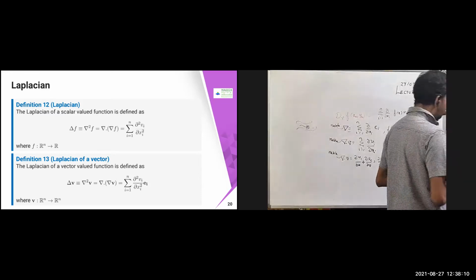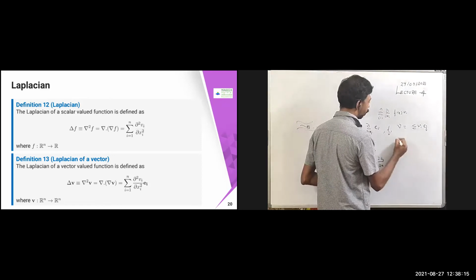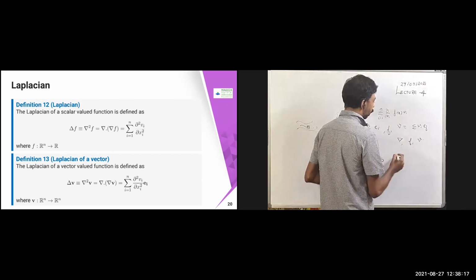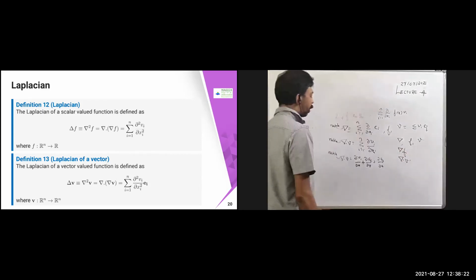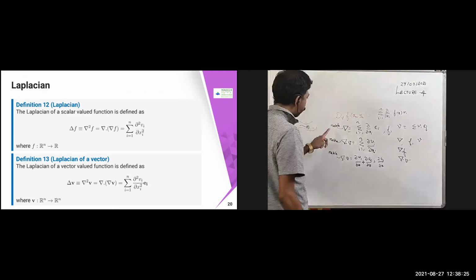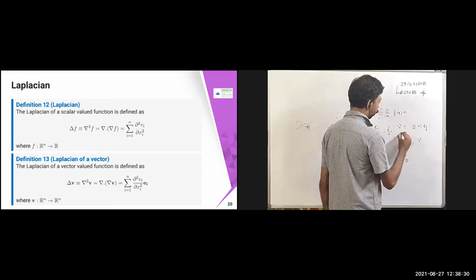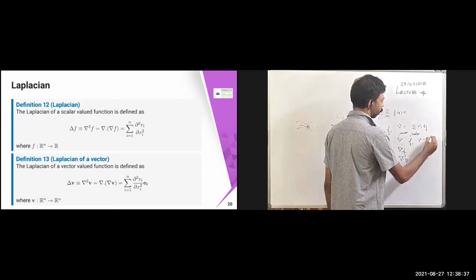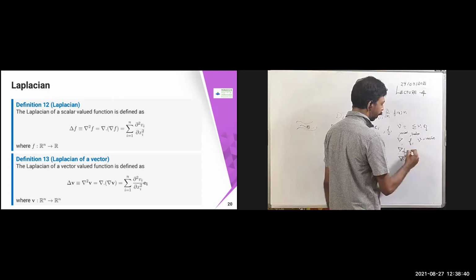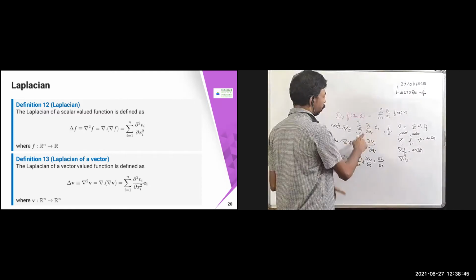Okay, next one. I have taken some combinations. Del was defined. Then F is there, V is there. I have defined del F. I have defined del dot V. Now the question is, what is del F actually? F is a function and it is a scalar, because F is a function from R^n to R. Del F is a vector, correct? Because I'm operating on F, so this is going to become a vector.